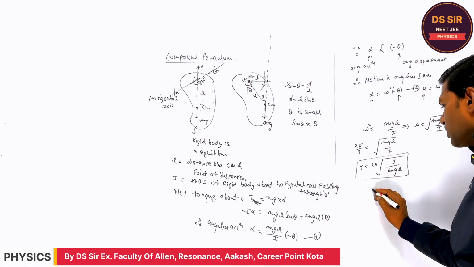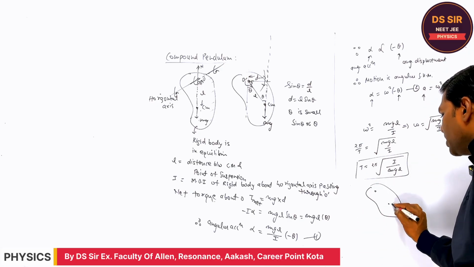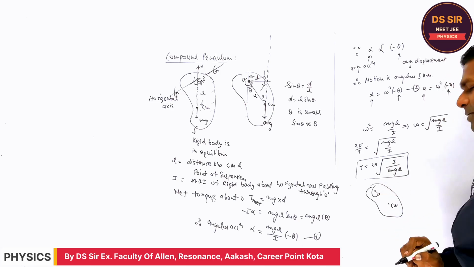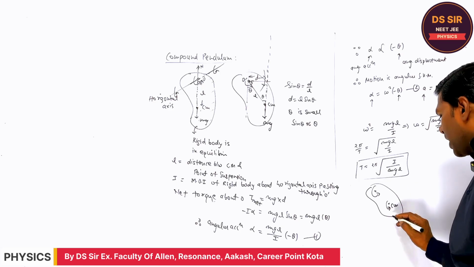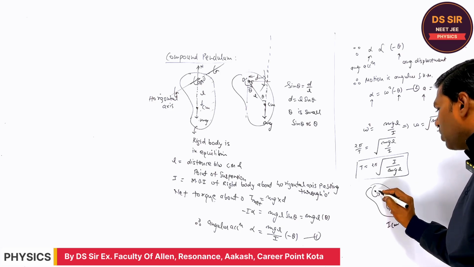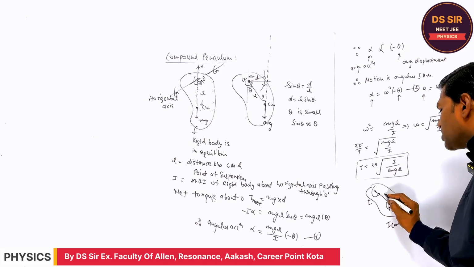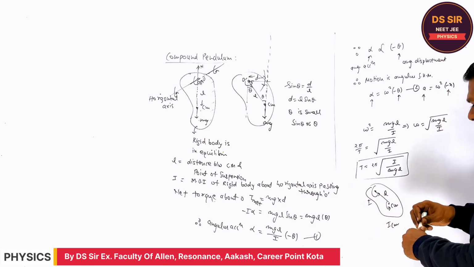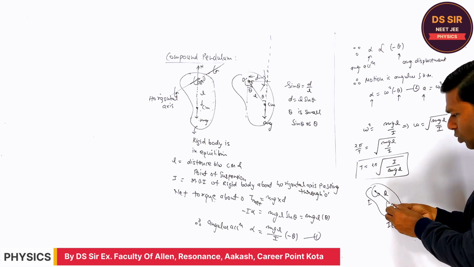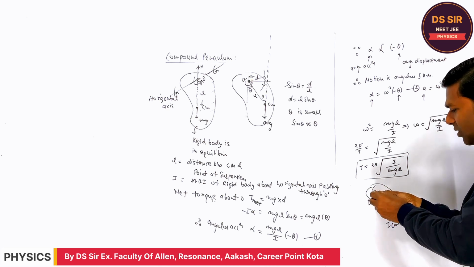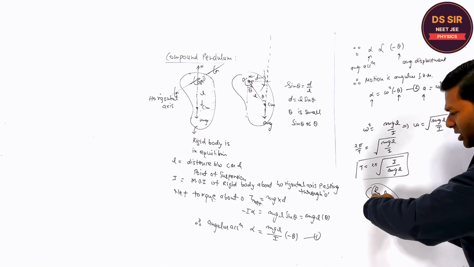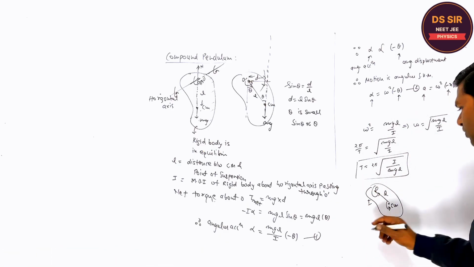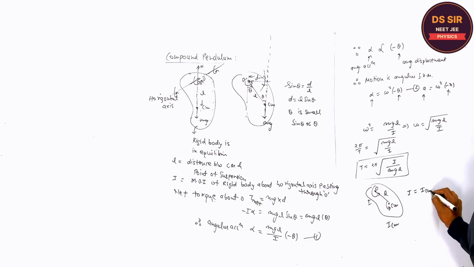Sometimes the body is given like this, and this is the center of mass. About this axis the moment of inertia is ICM, and about this axis it is I, and this is the perpendicular distance L. So this is the axis of rotation passing through the center of mass, and this is the axis of rotation passing through the point of suspension O. These are the two parallel axes. To find this moment of inertia, I may be written as ICM plus m into L square.